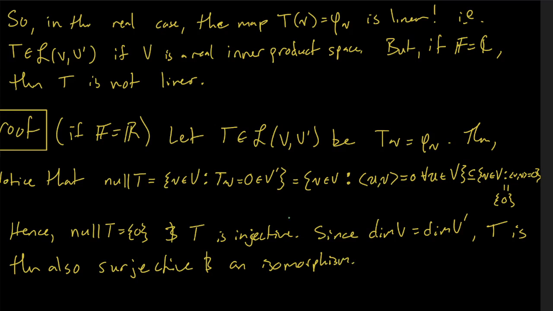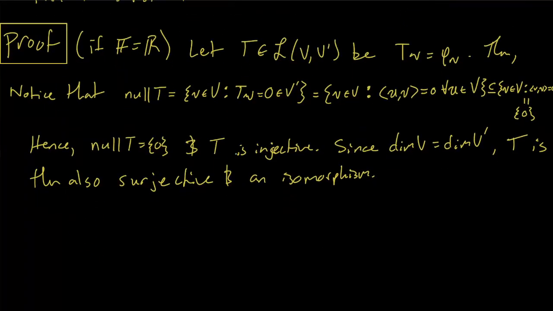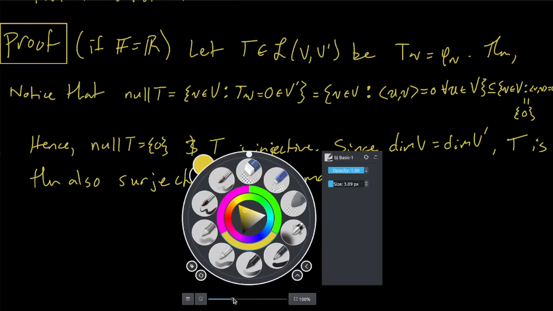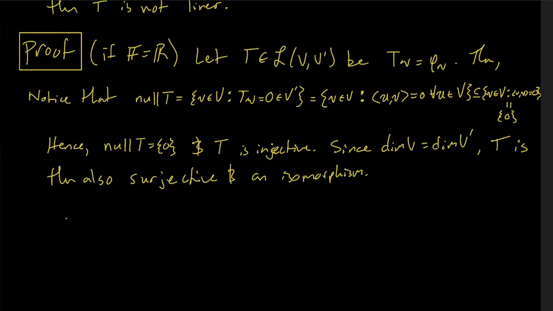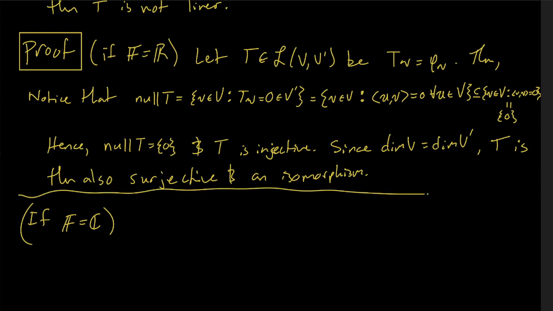Wow, not too bad at all. Okay, so this is a good sketch of the proof if the field is real. Now, if F is the complex numbers, this doesn't work, since we can't use this nice fact about linear maps between spaces of the same dimension that says that having a trivial null space gives you surjectivity and invertibility.